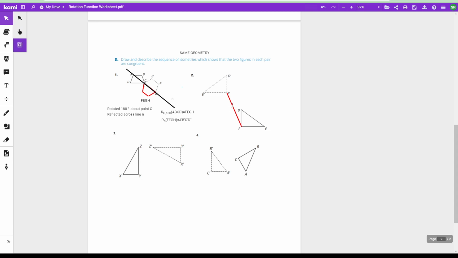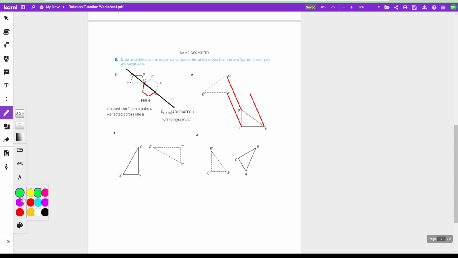Okay, so if you remember from when we did translations, whenever we translate a shape, all the points move the same distance in the same direction. Okay, so D is going to go to D prime there, and E is going to end up over here. And so we can draw our translated shape.